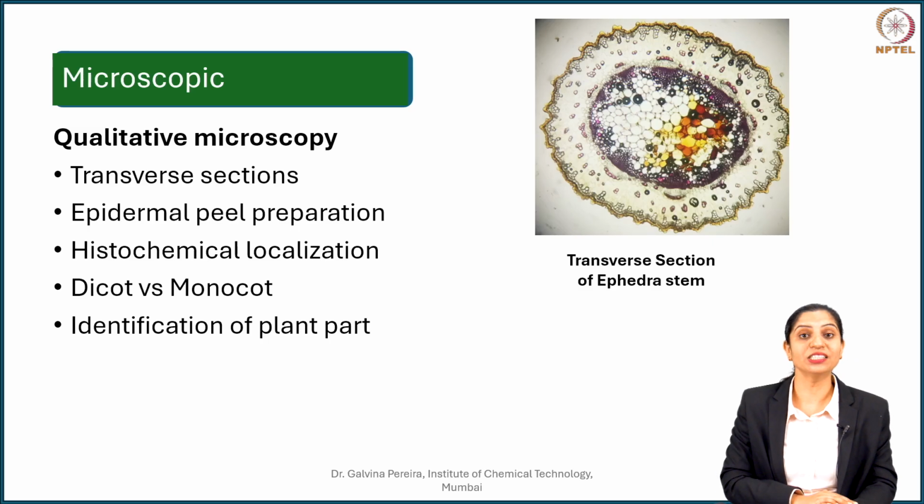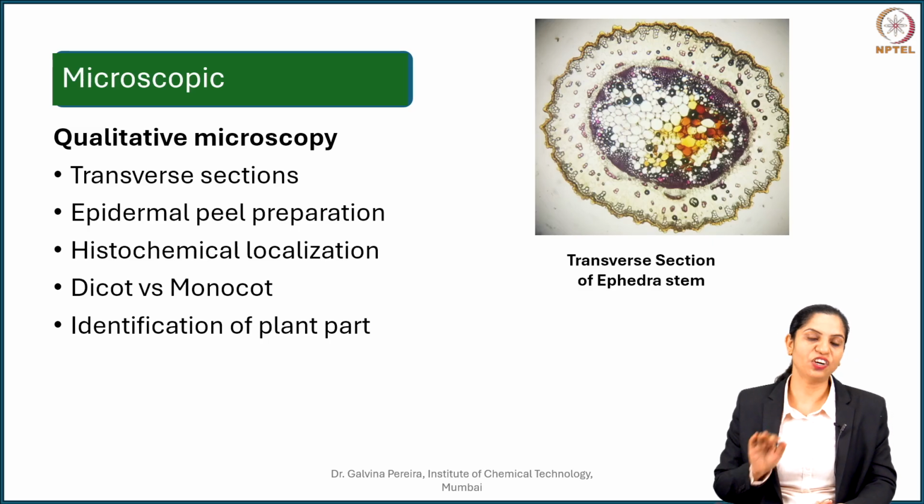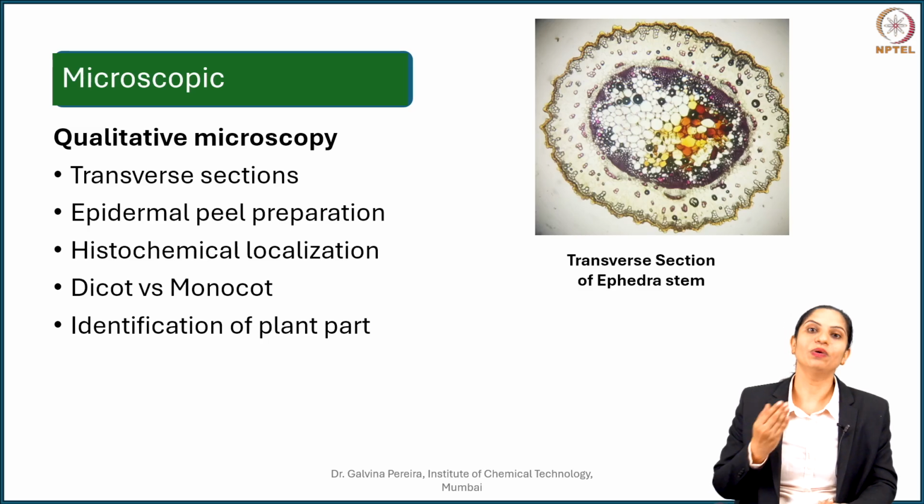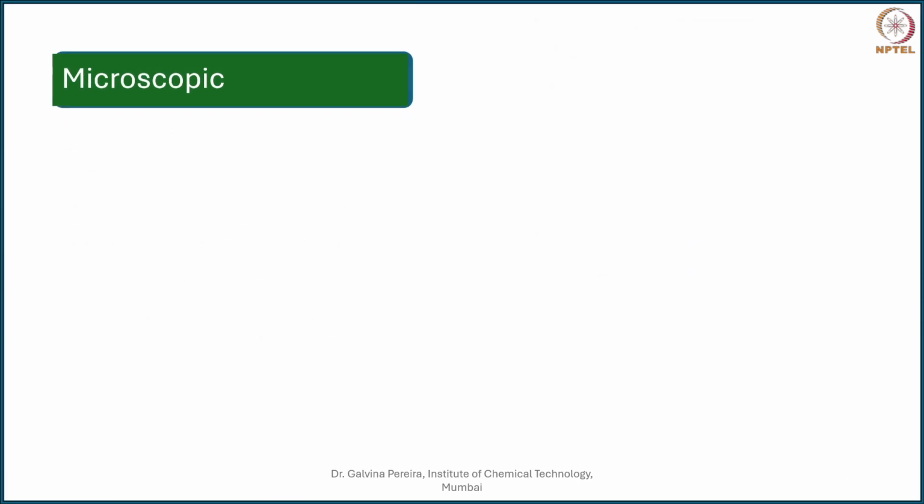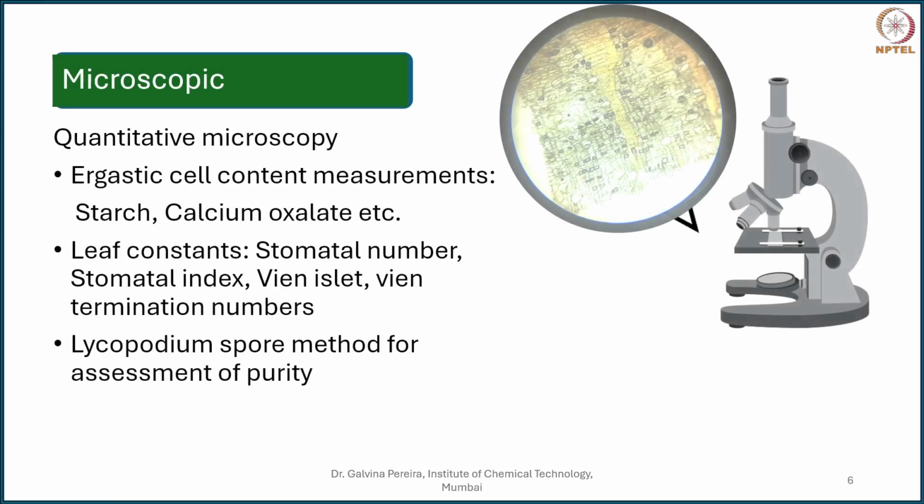Not only that, once I put an organized drug under the microscope, on the basis of arrangement of stomata and tissues, I come to know whether it's a monocot or a dicot plant. Not only that, in some cases, some unique arrangements, like in the case of ephedra, you will directly be able to identify the plant under the microscope. Now this is an example of qualitative or yes-no microscopy.